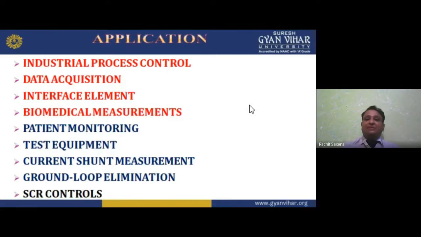Now applications. So it has a vast range of applications. Now, industrial process control we can use it. Data acquisition. We need some data, in the form which we want.